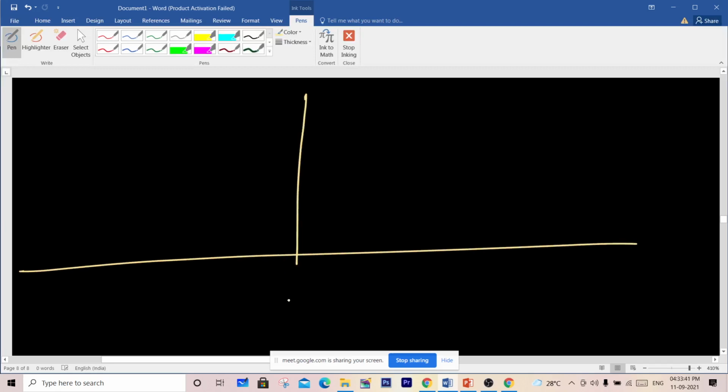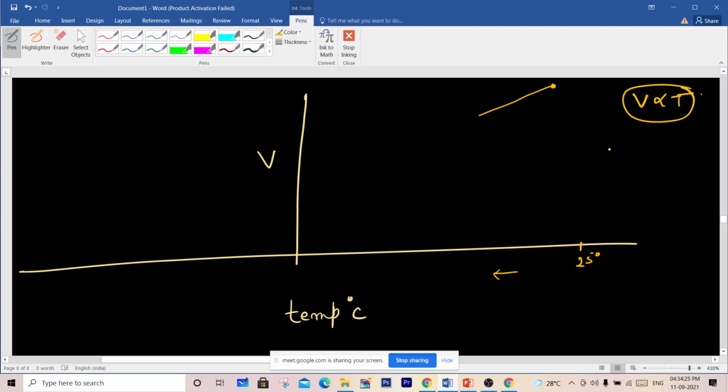We draw a graph between the temperature in degrees Celsius and the volume. If I have a temperature, let it be 25 degrees Celsius, and I have water vapor or any gas here, and I decrease the temperature, what will happen to the volume? Volume will decrease, yes or no? Because I told you that volume and temperature are directly proportional. If I raise the temperature, volume will increase. If I decrease the temperature, volume will decrease.